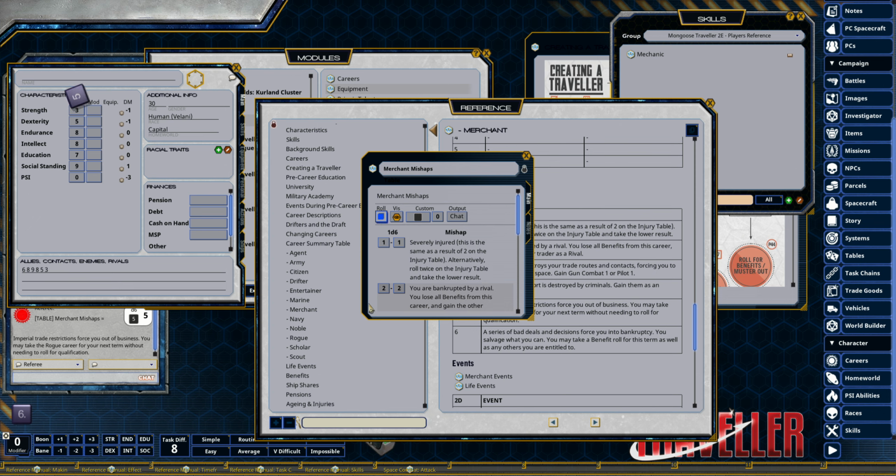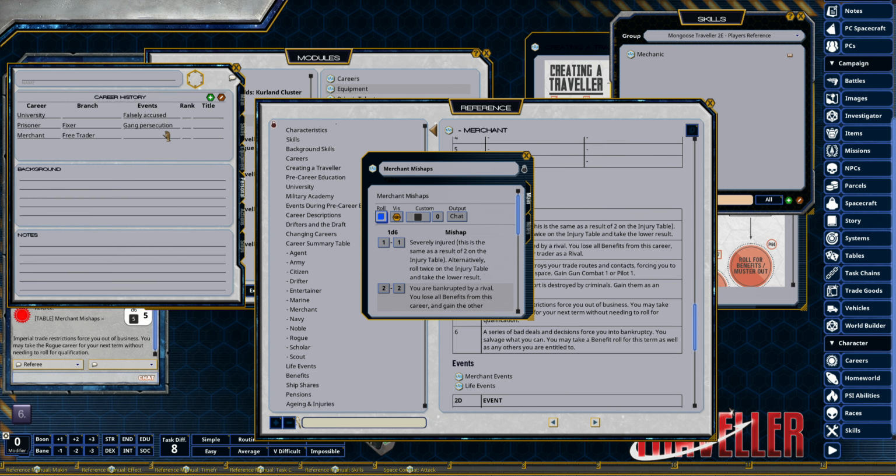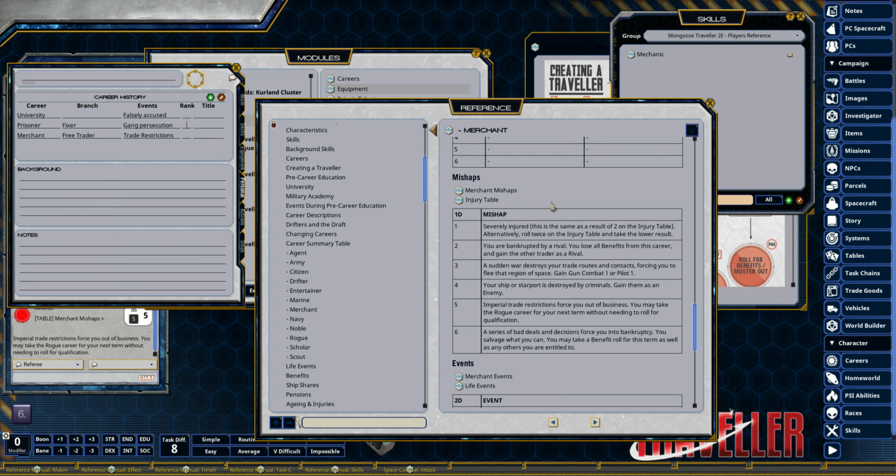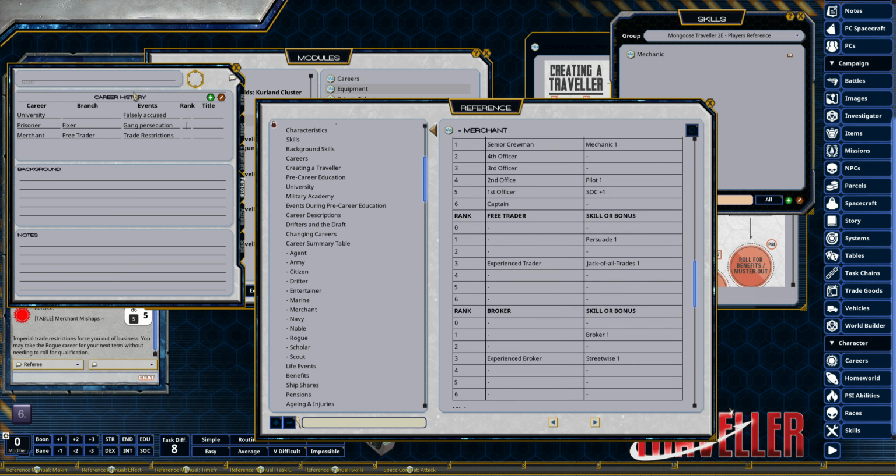I get a 5. Imperial trade restrictions force me out of business. I may take the rogue career for my next term without needing to roll for qualification. Really? Okay. So that's nice. And since I had a mishap, I get kicked out of the career. I do not get to make an advancement roll.